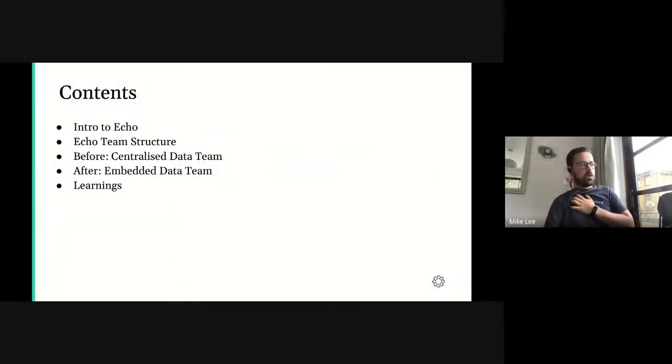Very quickly going to run through because I know we don't have loads of time. We'll start with a bit of an intro to Echo and who we are and what we do. Talk a little bit about how we're structured. Then the before data team structure, which was a centralized data team, and the after, which is embedded in what we are now, and then some stuff that I learned along the way.